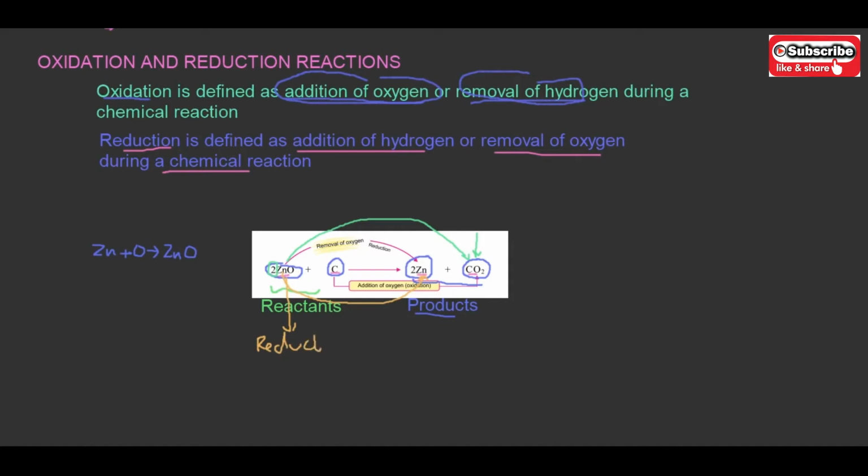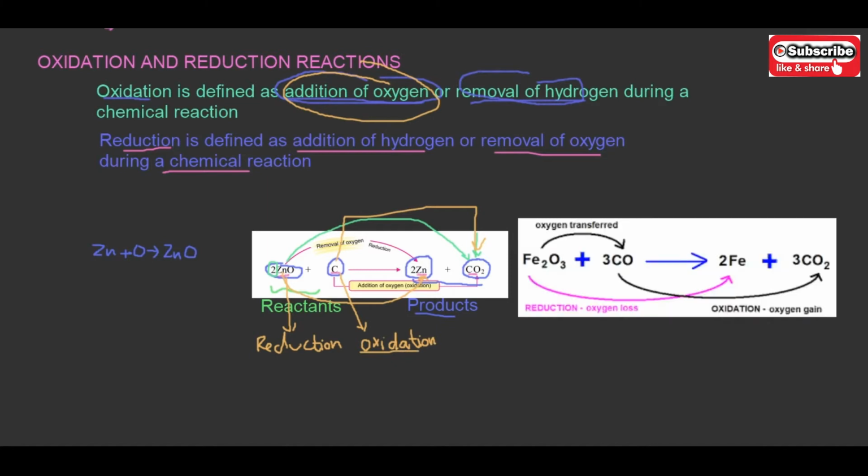Here we have reduction. While in case of carbon, as you can see on the product side, it is converted into carbon dioxide. So it means addition of oxygen has taken place at carbon. So carbon is being oxidized, because as you can see in the definition, oxidation is defined as addition of oxygen. So it means oxidation took place at carbon atom.